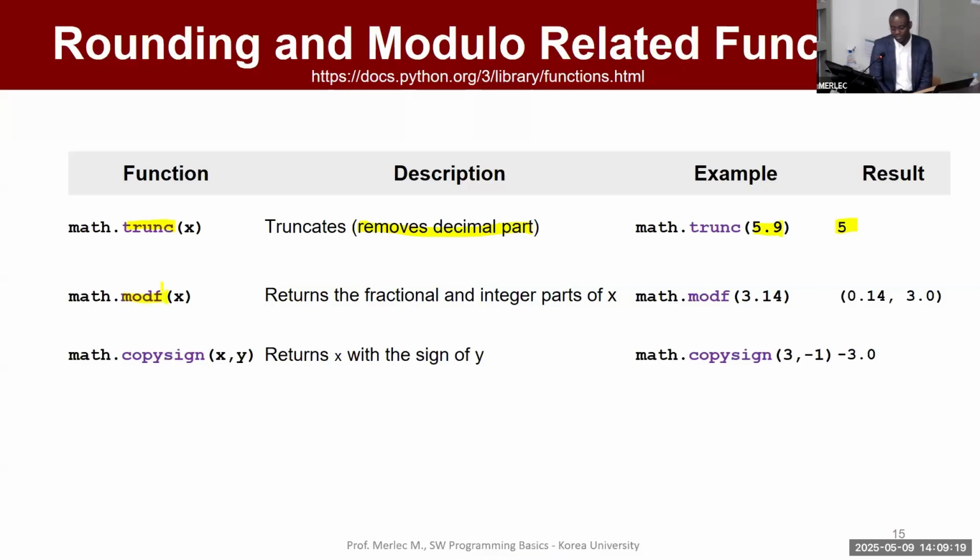Here we have also a function which is modf. Modf returns the fractional and integer parts of x, which is given as a parameter. You can see here the example. And then you have copysign, which receives two parameters, x and y. It returns x with the sign of y. Like in this example, we have two parameters, x is equal to 3 and y is equal to -1. And then the result of this instruction will give -3.